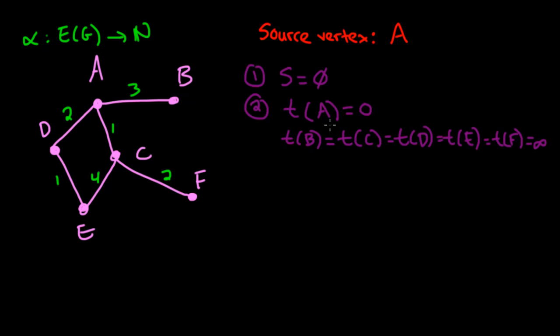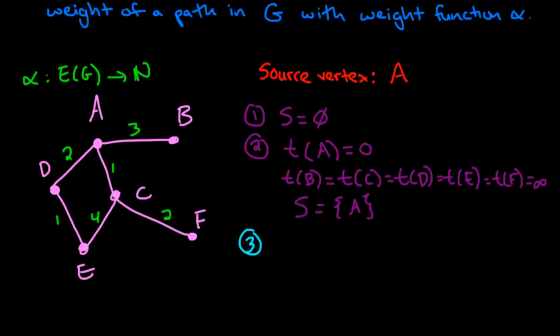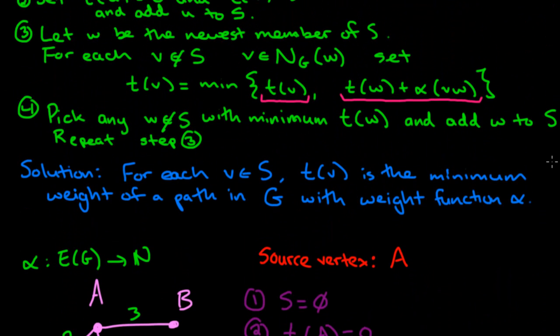Then we want to append the vertex A, which is the source, into our solution set. So S is now equal to the set {A}. Now we've initialized everything, and we look at step number 3. Let's go back up to remind us what step 3 is. It says W is the newest member of the set S. Right now that newest member is the vertex A.